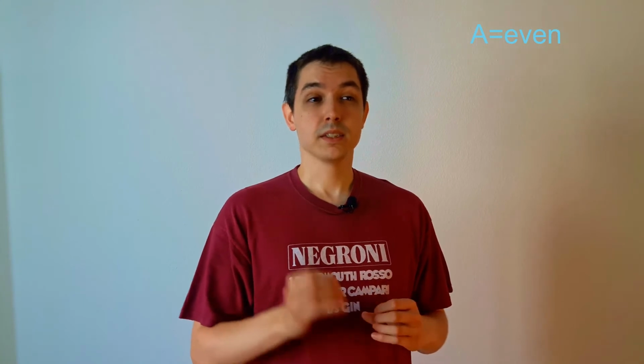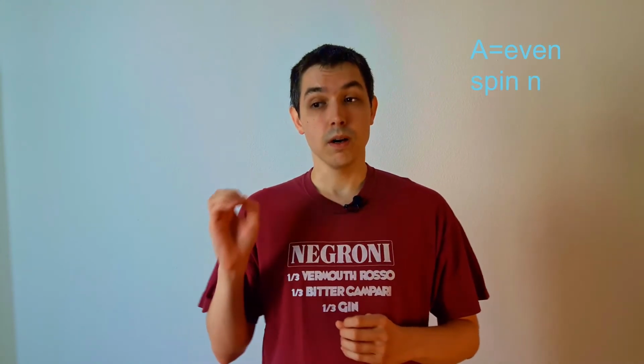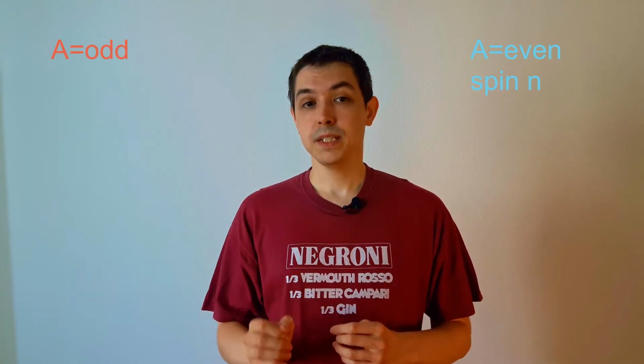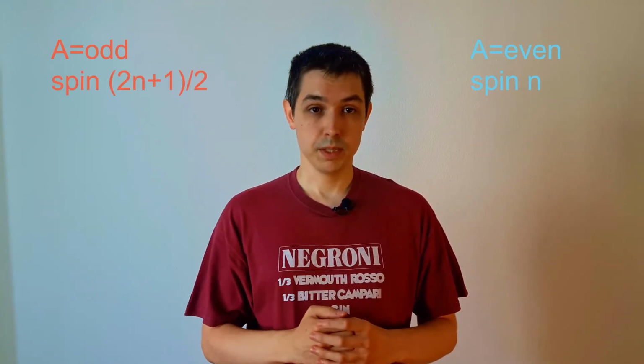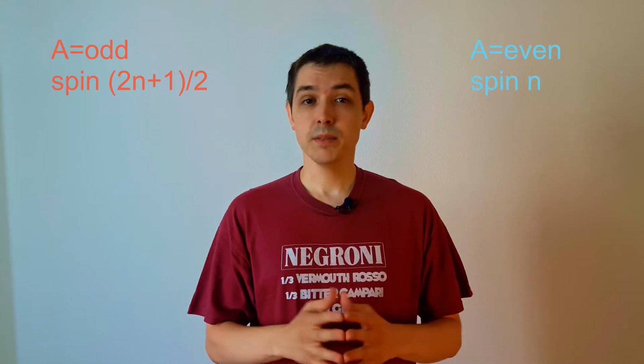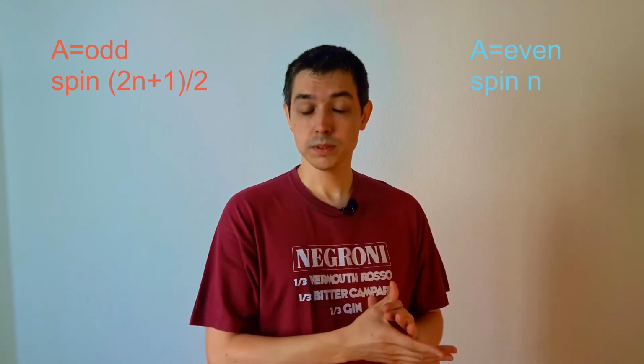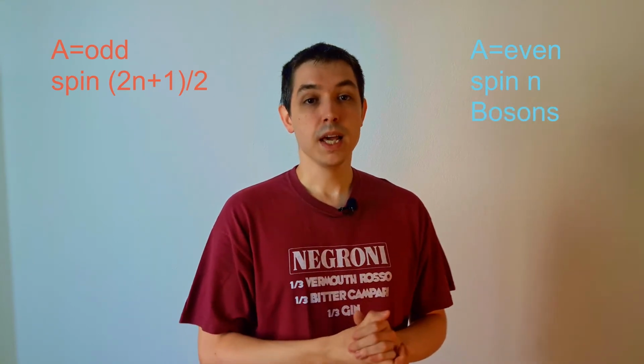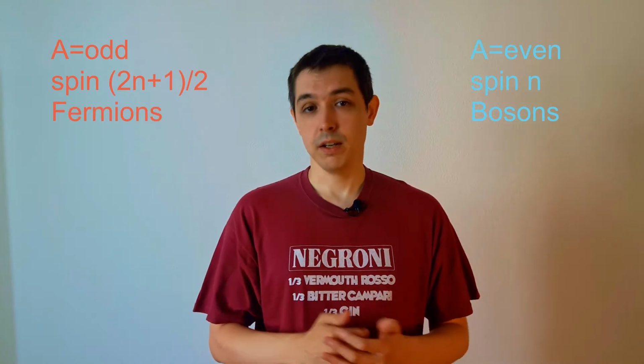But not all the nuclei are the same. First, we have to look at the mass number. If it's even, then the spin is represented by an integer number. And if it's odd, then the spin is a half integer number. That also divides the particles into bosons with integer spin and fermions with half integer spin.